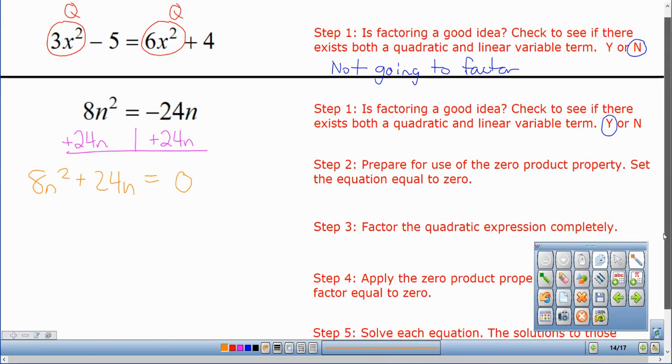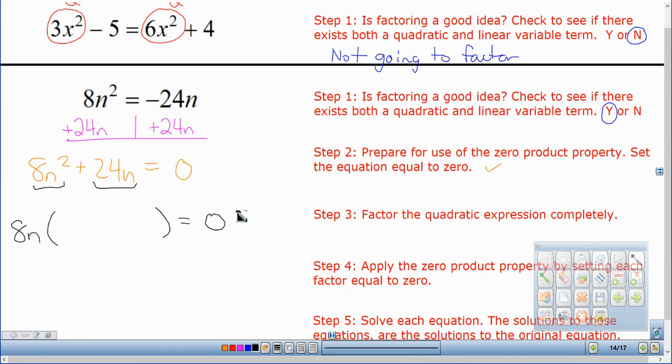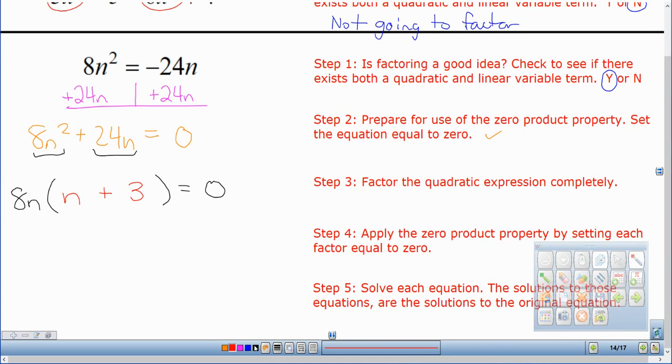This definitely looks different than previous problems, but we're on to step 3. It says factor the quadratic expression completely. Well, this doesn't factor the way that we thought it did, but this does have a greatest common factor. If I look at each of these two terms, I would pull out 8n, and then in parentheses, I would have a binomial factor, and it would be n plus 3. So it did factor. It was just a little bit different.